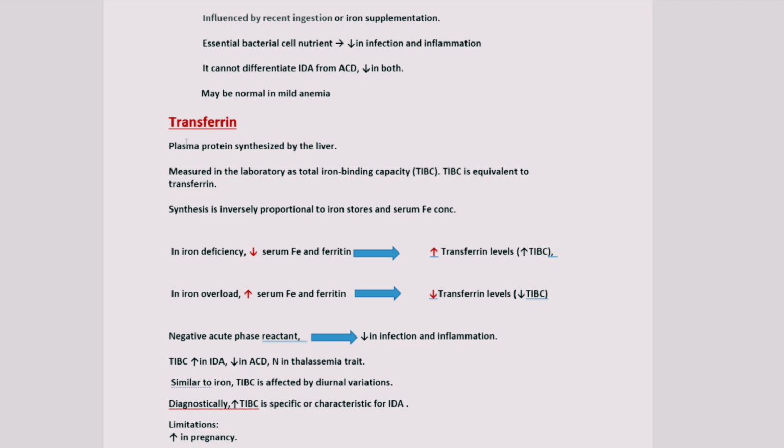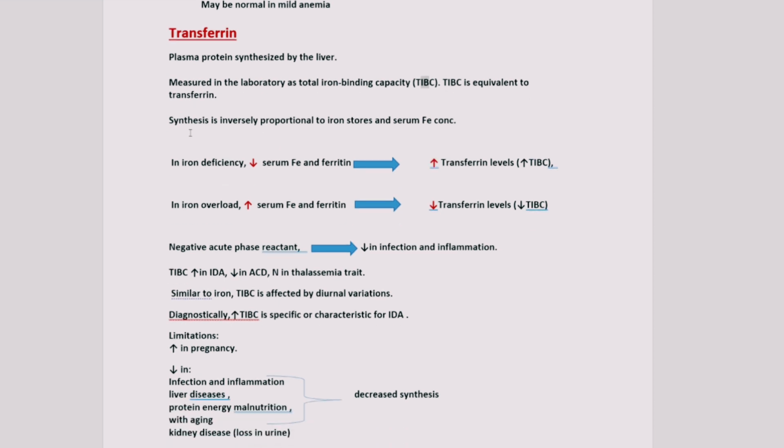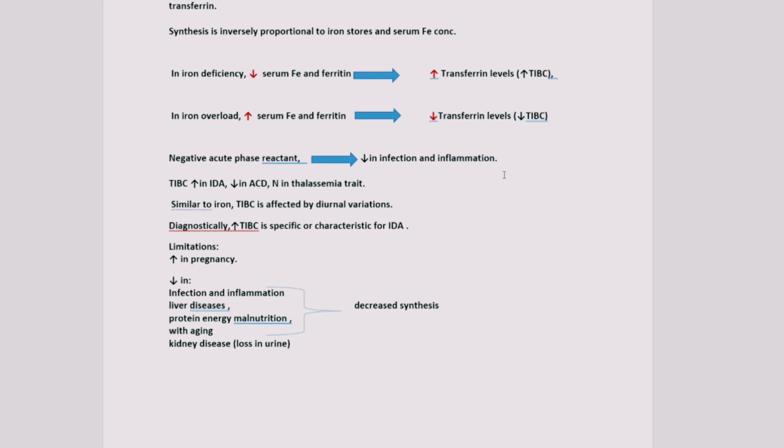Second test is serum transferrin. It's a plasma protein synthesized by the liver. It's measured in the lab as TIBC, or total iron binding capacity. That's to say, TIBC is equivalent to transferrin. Its synthesis by the liver is inversely proportional to iron stores and serum iron concentration. In iron deficiency states, transferrin synthesis increases and TIBC level increases in the plasma. In iron overloading states where serum iron and ferritin are high, serum transferrin synthesis decreases and TIBC level in the plasma decreases.